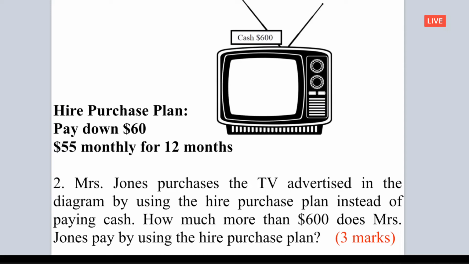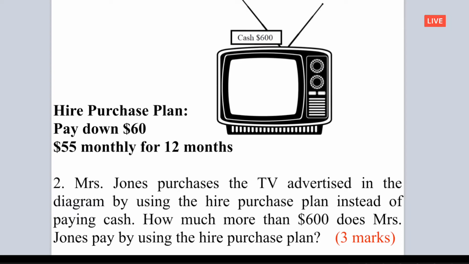Anyhow, the hire purchase plan, we are told you pay down $60 and you have $55 to pay for 12 months. So we're going to read it. It tells us that Mr. Jones purchased the TV advertised in the diagram by using the hire purchase plan instead of paying cash. So you don't have the money to pay cash. Now we are told, how much more than $600 does Mr. Jones pay by using the hire purchase plan? And pay attention to the diagram. You'll notice it gives you the information for the price of the TV, the cash price.